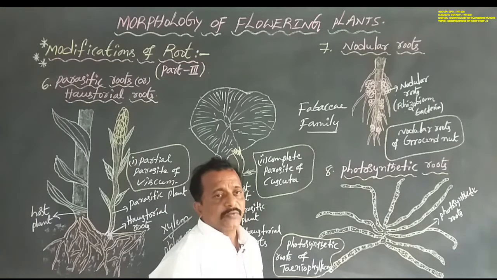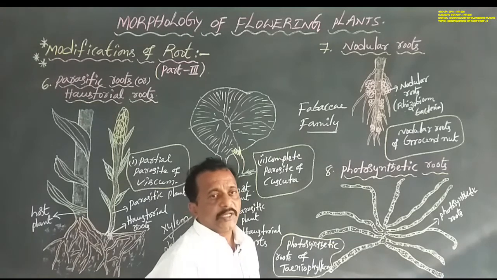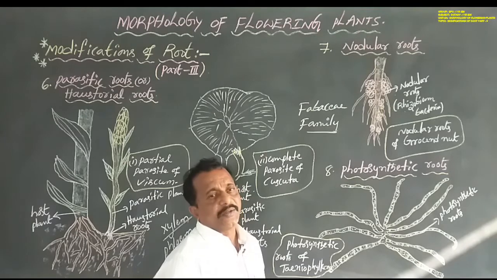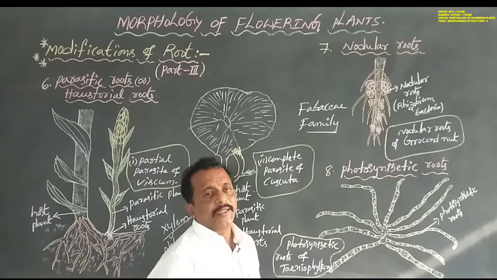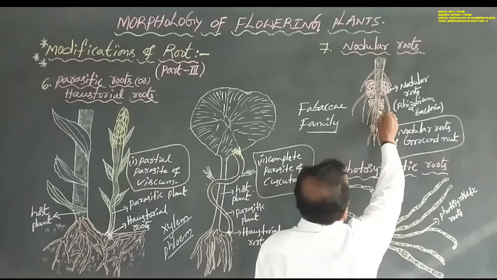Nodular roots are formed in groundnut roots. These nodular roots contain Rhizobium bacteria, which always fixes atmospheric nitrogen. And these nodules contain one red or pink pigment, which is named leghemoglobin.